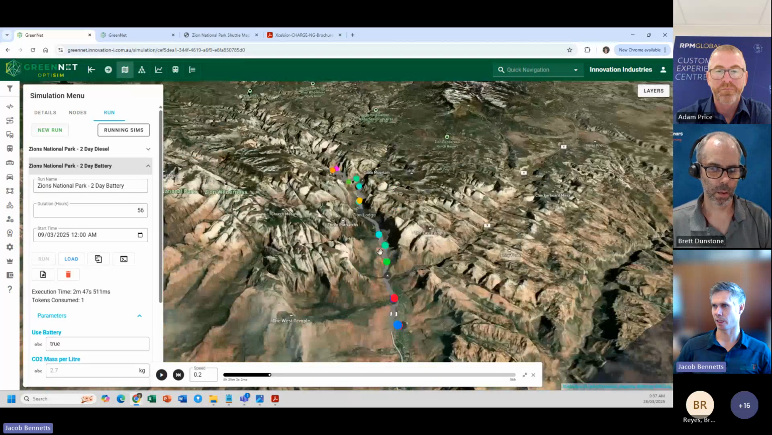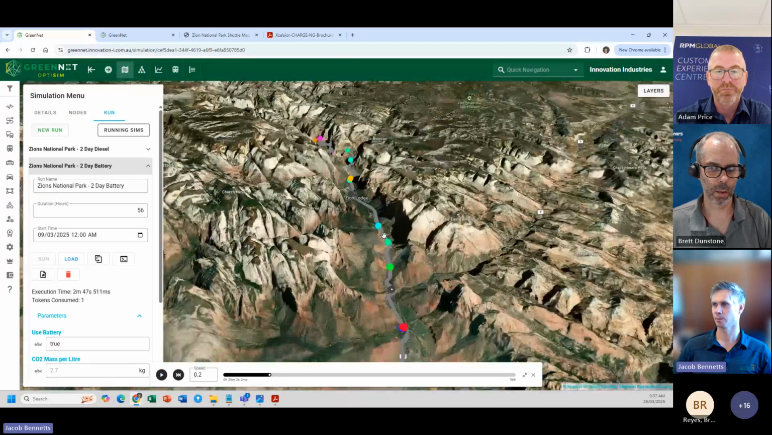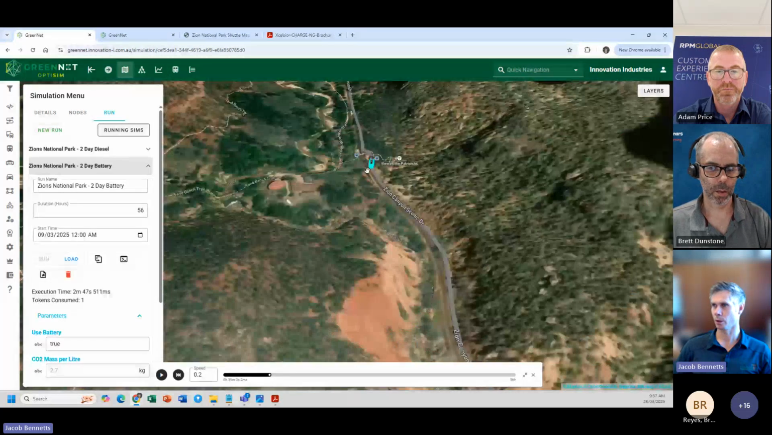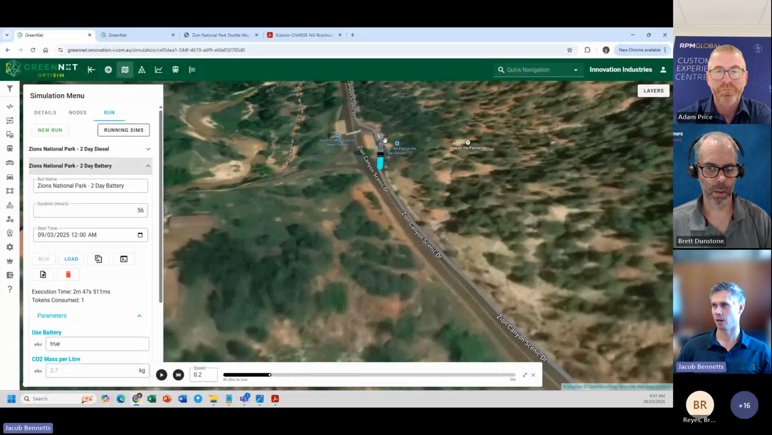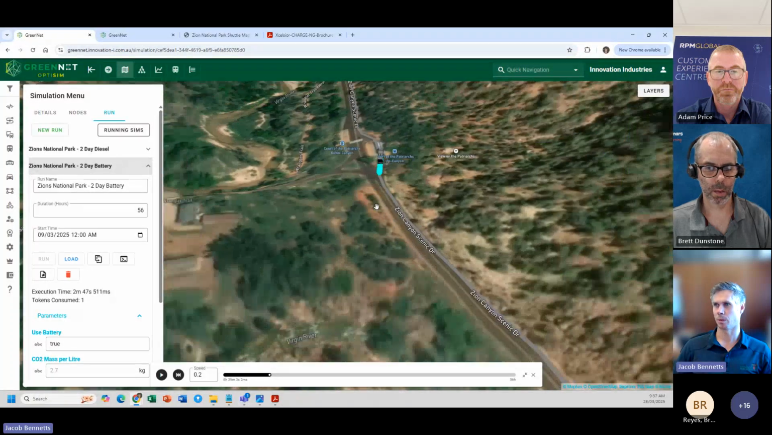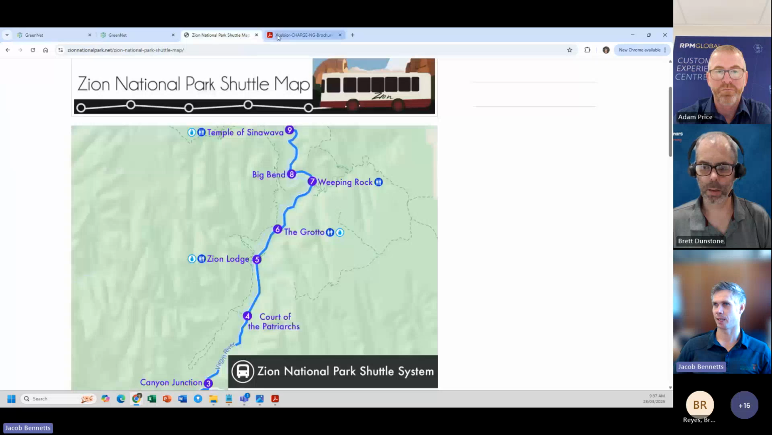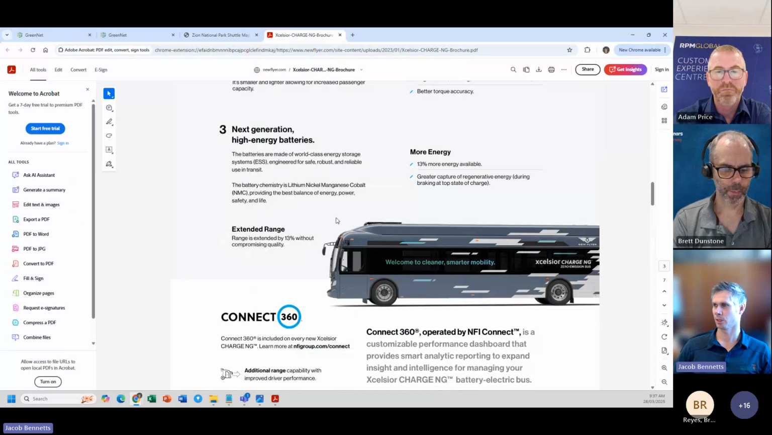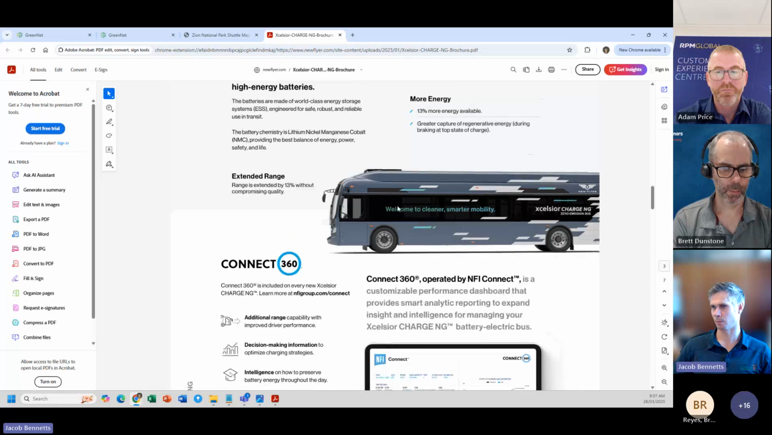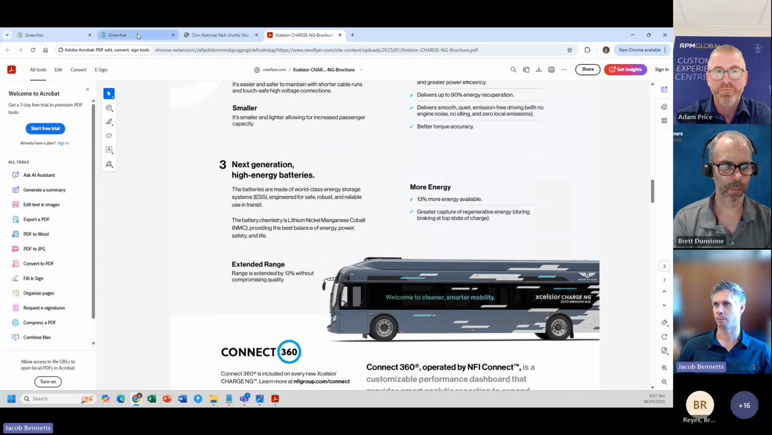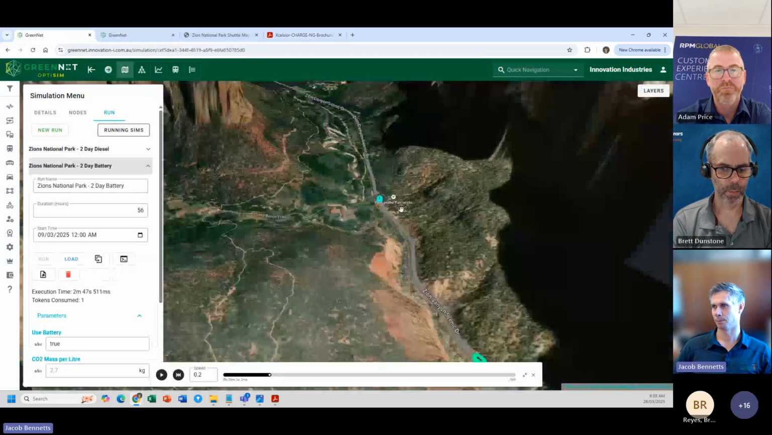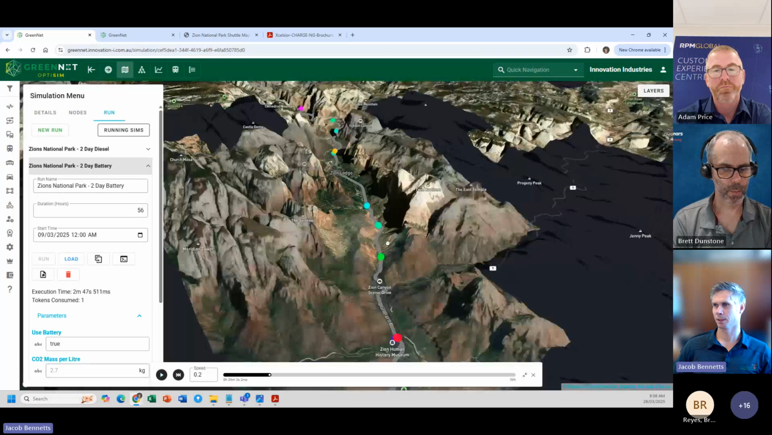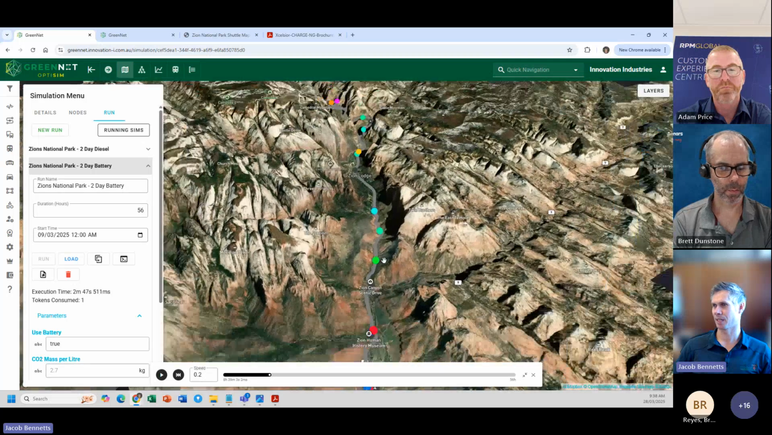GreenNet has a network builder. On these little lines, I've added my points around where the stops are going to be for the bus, as per the map that I found. I also did some digging and found the bus that they were using from this company here. So I put the specs of that bus into GreenNet, and I thought, let's answer that question: how big would the battery need to be?